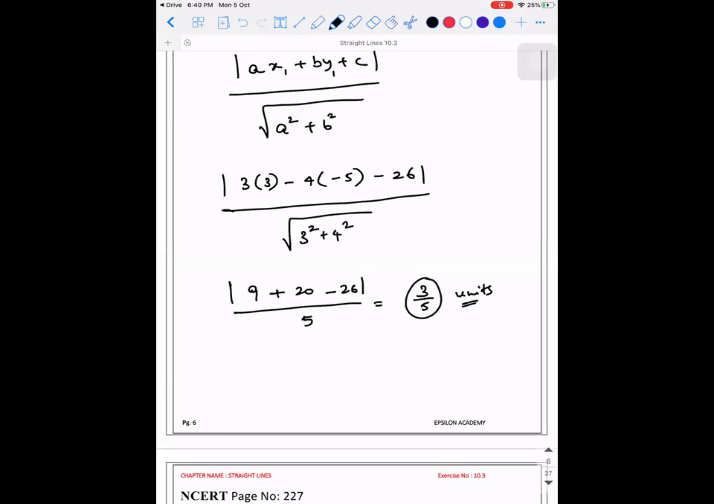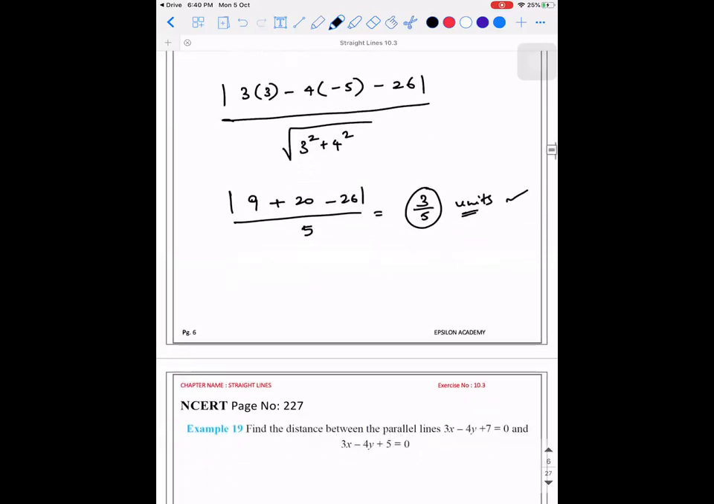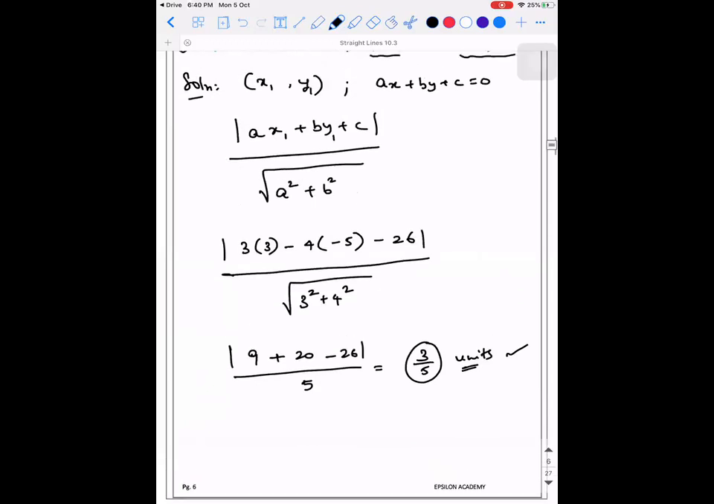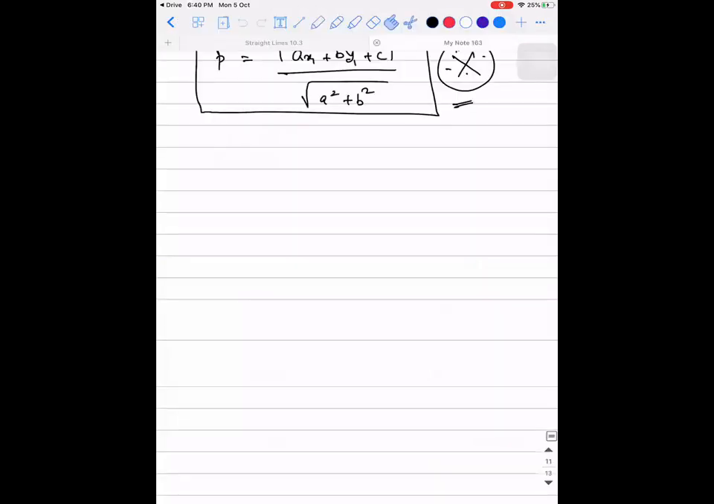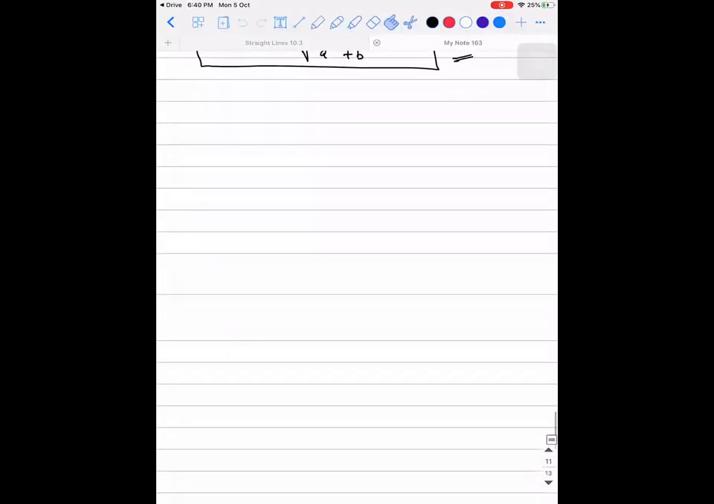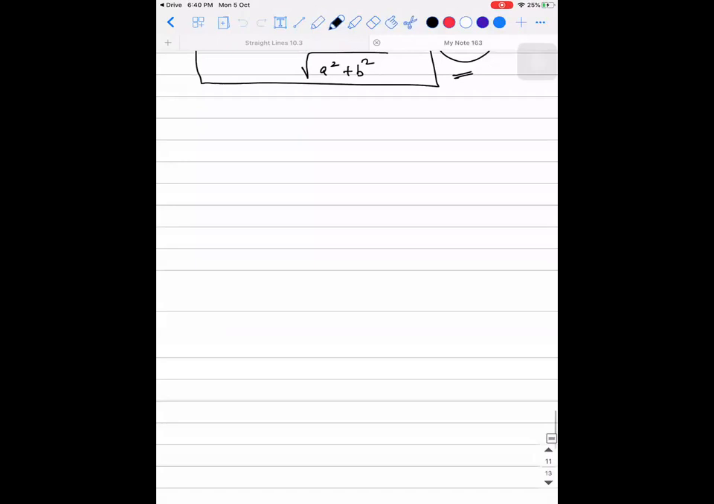Got it? So this is all about the distance from a point to a line. Shall I move on to the next concept? Now the next concept is distance between two parallel lines.